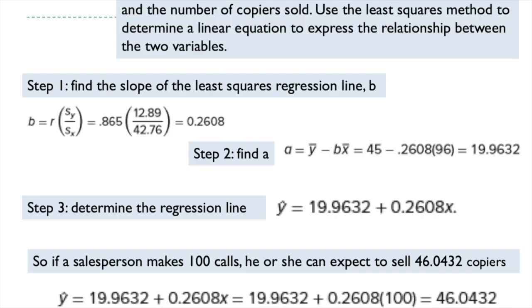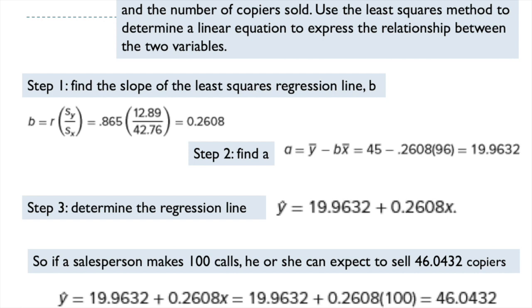So let's look at an example. We're going to go back to our copier sales. The sales manager had gathered information on the number of sales calls made and the number of copiers that they were then able to sell. So we're going to use the least squares method to determine a linear equation to express this relationship between the number of calls made and the sales of copiers.